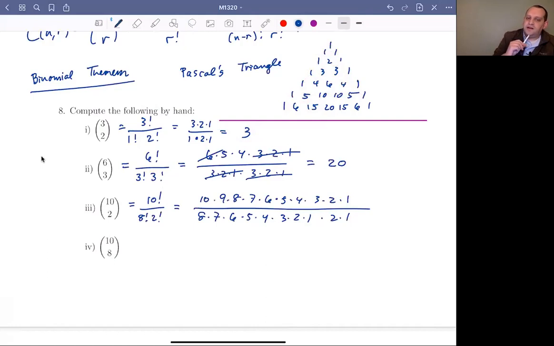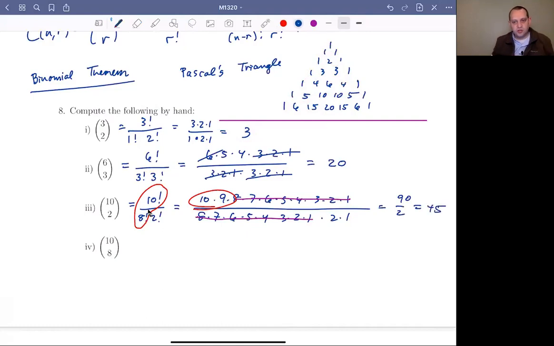Now I want to think about what's 10 factorial over 8 factorial. Well, notice that this 8 times 7 times 6 all the way down to 1 is in the top and bottom. So 10 factorial over 8 factorial is really just 10 times 9. Okay, that's really all it is. And that's 90. So this is 90 over 2, or 45. So it turns out that 10 choose 2 is 45. If you have 10 people to choose from, the number of 2-person teams that you can make is 45.